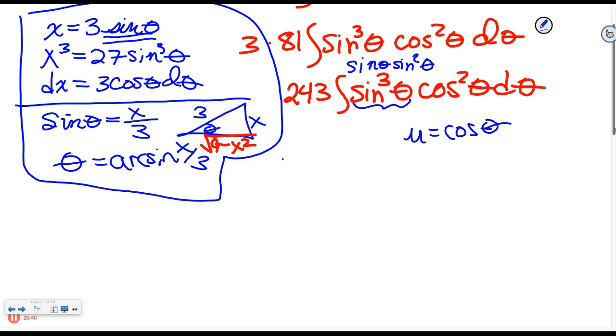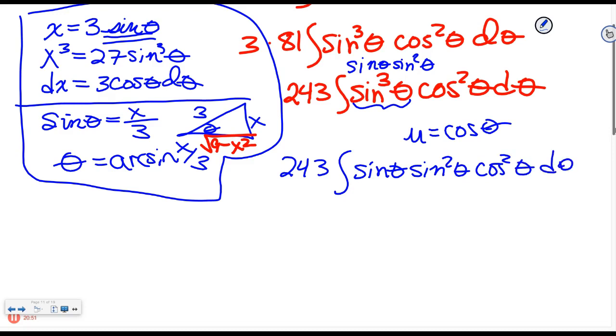Let's go do that. So I have the 243. I'm going to write this as sine theta, sine squared theta, cosine squared theta, d theta. And I'll go with Rowan's u choice. Here's why. I'm going to steal Tyler's too. You guys are kind of a group effort here. He said change this one to 1 minus sine squared. He's really close. I'm going to change this one to 1 minus cosine squared theta.